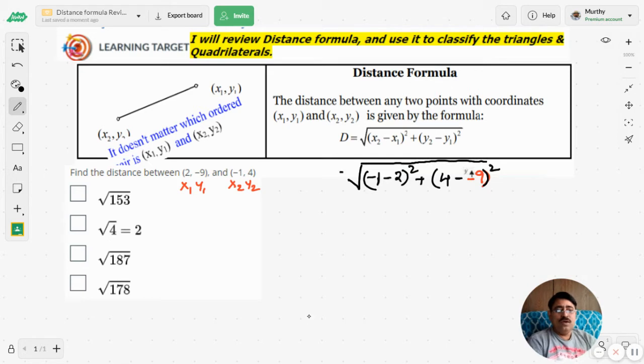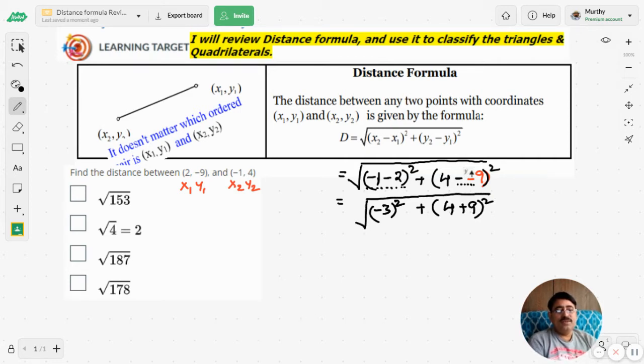I know these calculations can be done easily, but if there is a double negative, you have to be really careful. So -1 minus 2, I see that these two values have the same sign, so I have to add them. I get -3 square plus 4 minus negative 9. Negative of negative, you know that it is positive. Therefore, 4 plus 9, that is 13. If you want, you can write an additional step.